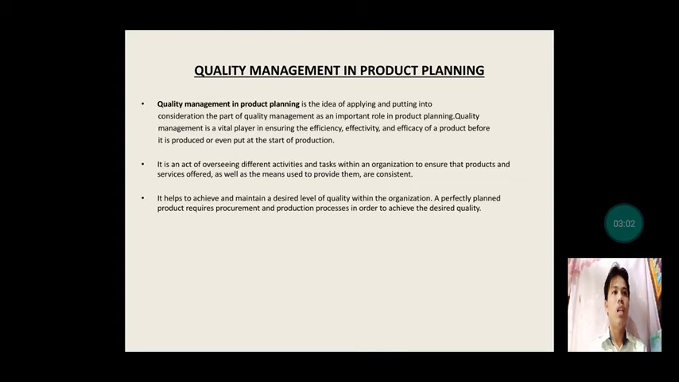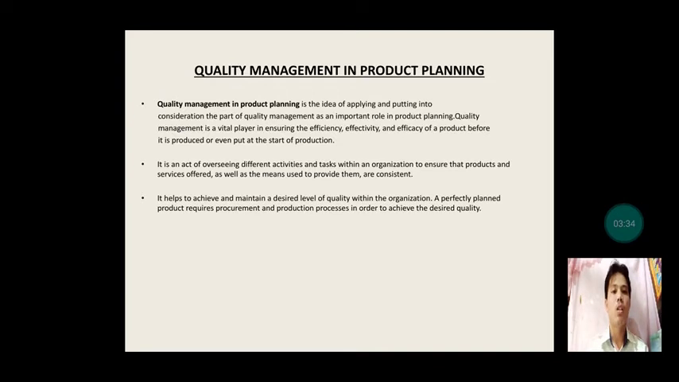Yes, because we cannot just release a product to the market if it has not been planned and improved, which is where quality management and product planning is used. So before that product goes to the market, the managers or the quality management must ensure the efficiency, effectivity, and efficacy of that product.